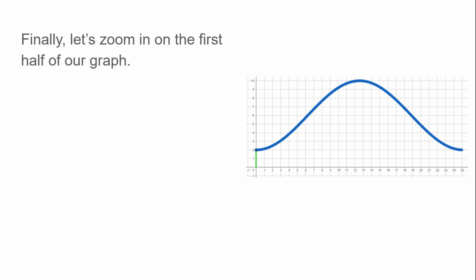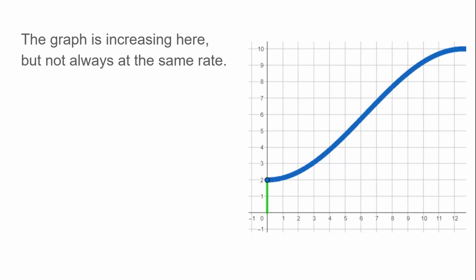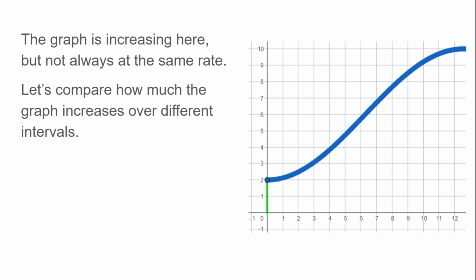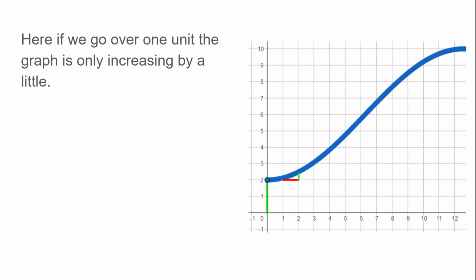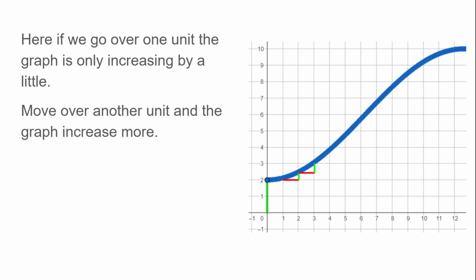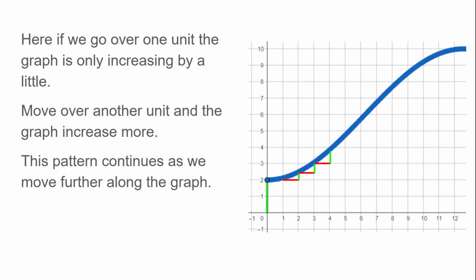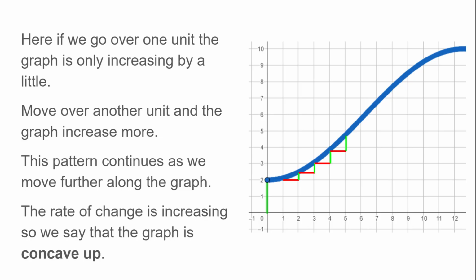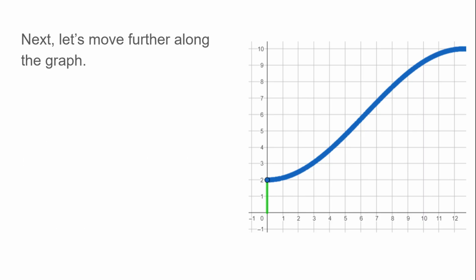Finally, let's zoom in on the first half of our graph. The graph is increasing here, but not always at the same rate. Let's compare how much the graph increases over different intervals. Here, if we go over 1 unit, the graph is only increasing by a little. Move over another unit and the graph increases more. The pattern continues as we move further along the graph. The rate of change is increasing here, so we say that the graph is concave up.